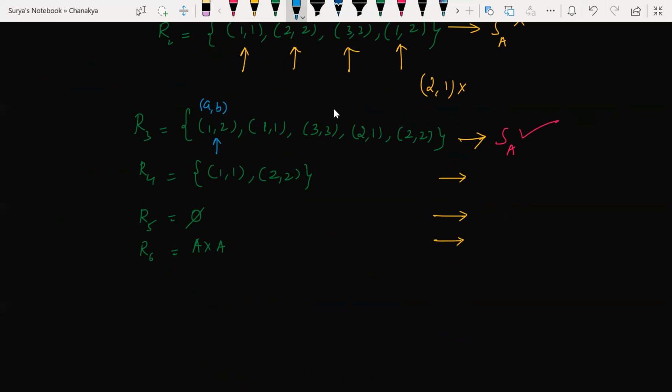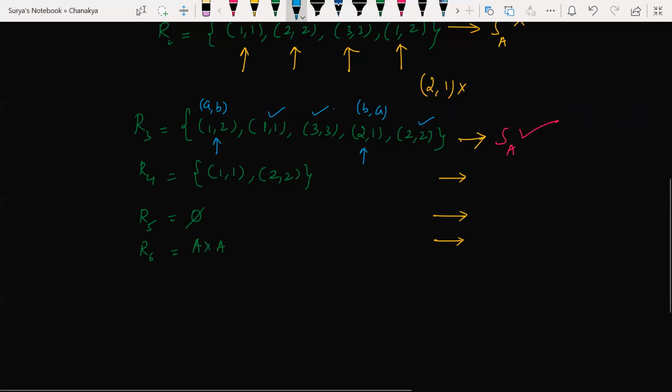Look at this here, (b, a). Yes, 1 comma 2 is there, 2 comma 1 is available. Now these are double ordered pairs. Look at this, 1 comma 1, 2 comma 2, 3 comma 3. Doublets, double elements. Such types of ordered pairs always pass identity, reflexive, and symmetric. Understood my point? So that is why it is a symmetric relation.